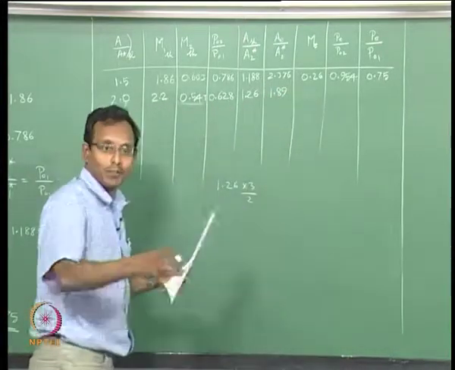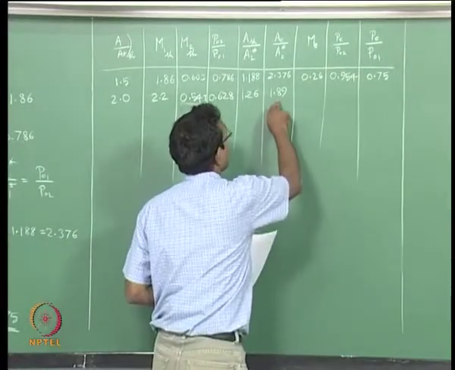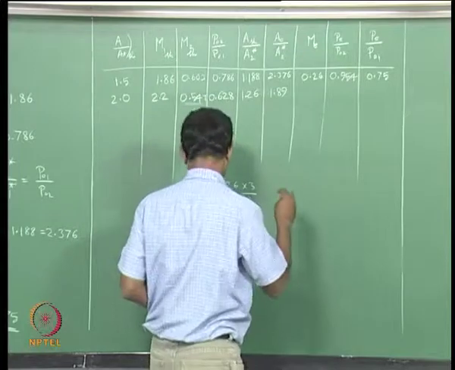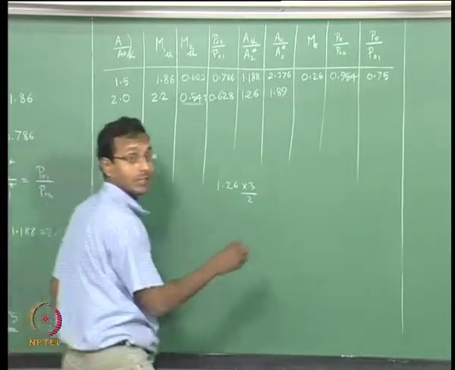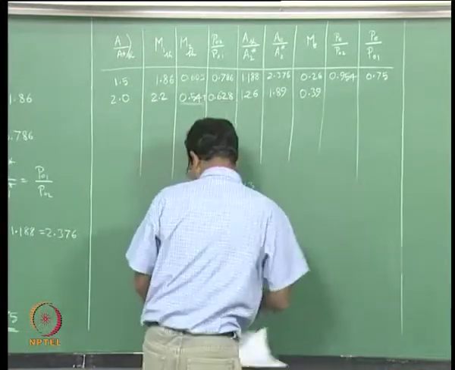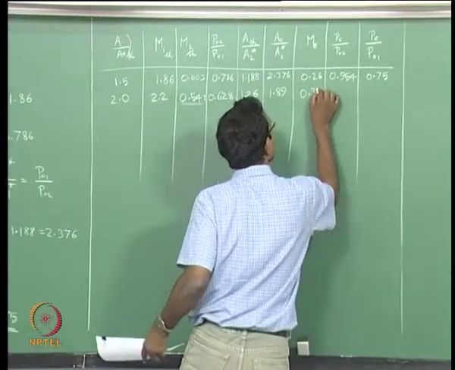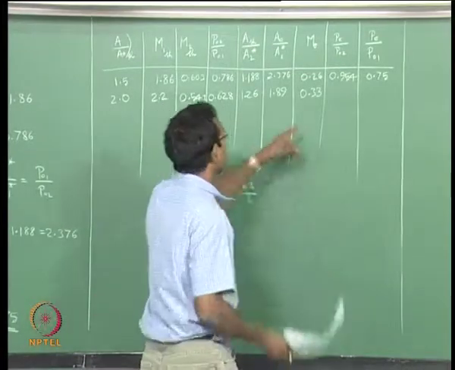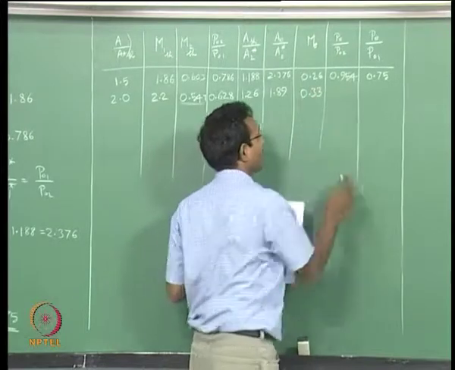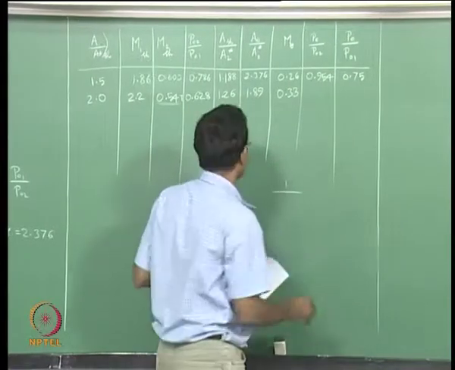Okay, from now on I want people to tell me numbers. For 1.89 A by A star, I want to find my Mach number from there, the subsonic Mach number. What is that? 0.33. Now for this Mach number I want P by P naught. Same row, I just have to look at numbers. If you have the reciprocal, just tell me the reciprocal and I will invert it, or tell me the actual value.